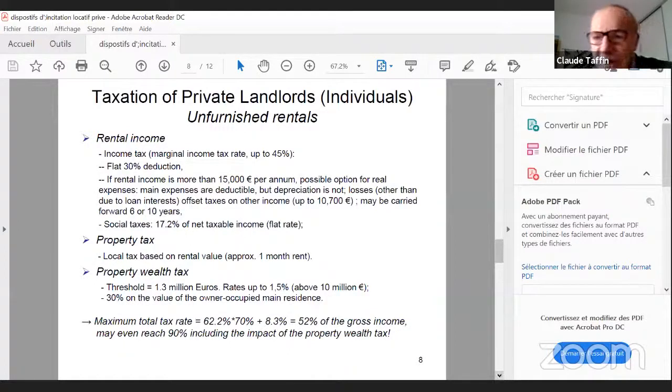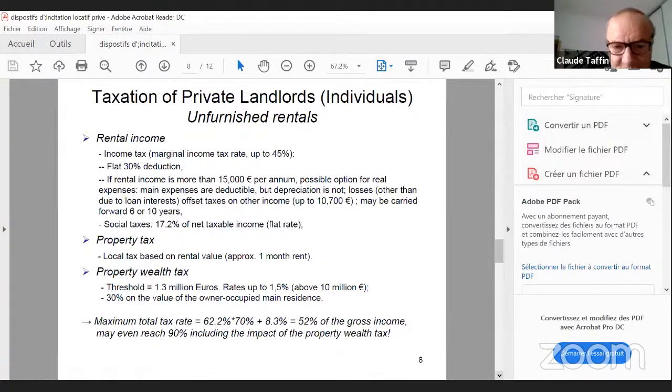Taxation. I will not describe it in detail. We are, as everybody knows, heavily taxed. We have, of course, rental income tax, we have property tax, and on top of that, we have a wealth tax, which is now focused only on real estate property. So if you add up all this, of course, there are people who do not pay taxes, but they are rare among rental landlords.